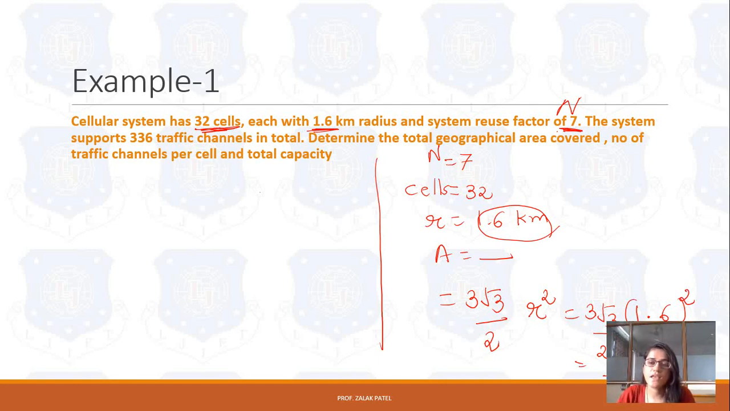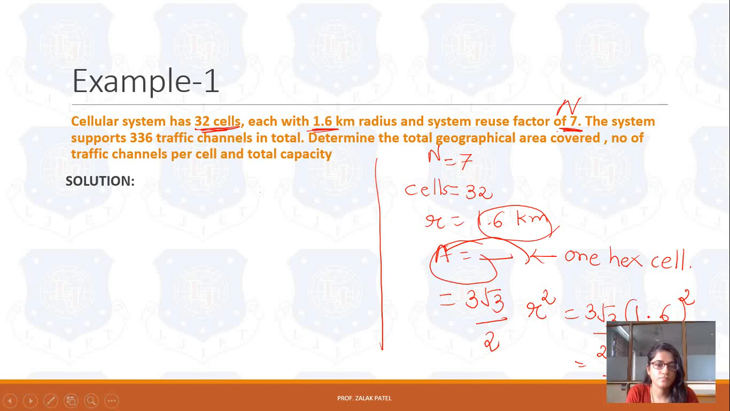Now this area is for one cell, one hexagonal cell. If you calculate this term, the answer will be 6.65 kilometer square for one hexagon cell.